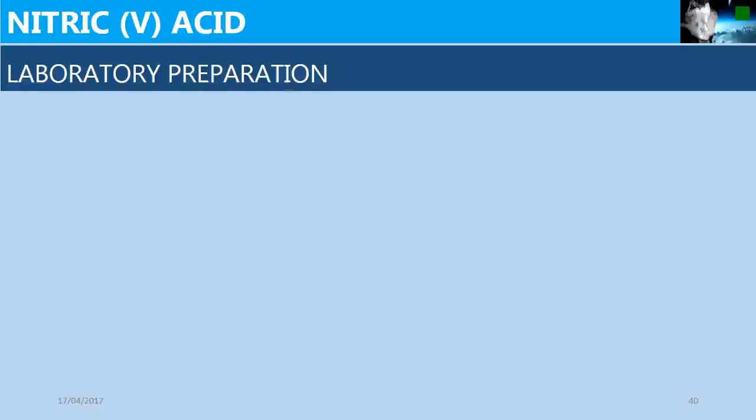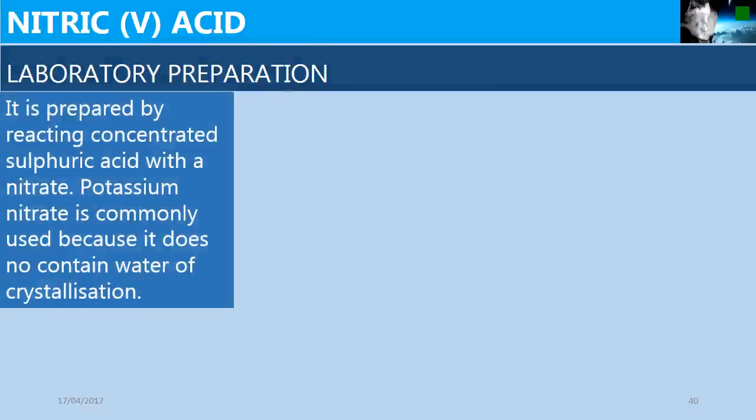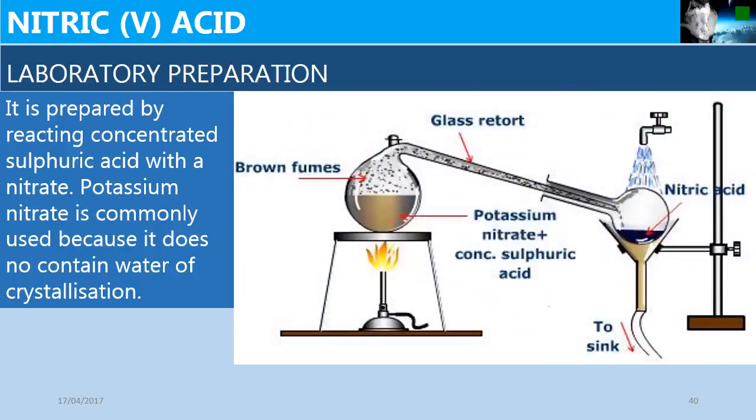Nitric 5 acid. In the laboratory, nitric 5 acid is prepared by the reaction of concentrated sulfuric 6 acid with a nitrate. Potassium nitrate is commonly used because it does not contain any water of crystallization. The setup for this experiment is given here.